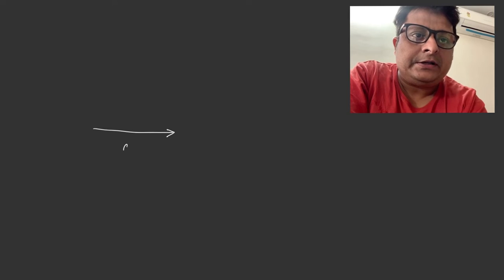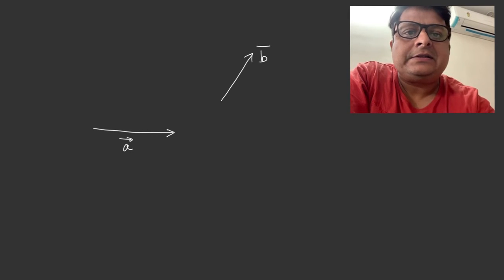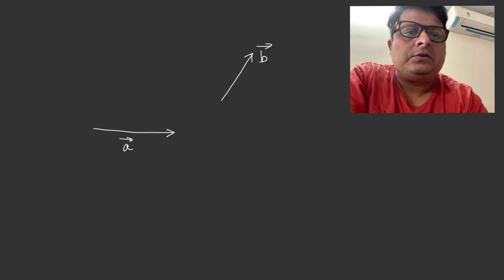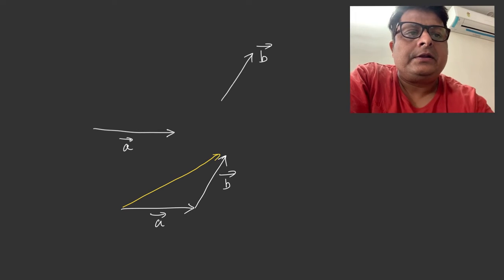So you know that for a vector quantity, it should follow the triangle rule of vector addition. Suppose this is vector A and that's vector B. So you can add vector A and B like this, A plus B. That's the resultant vector A plus B.